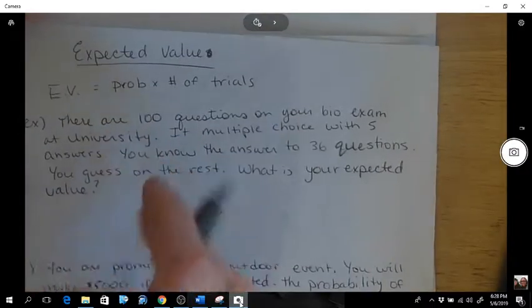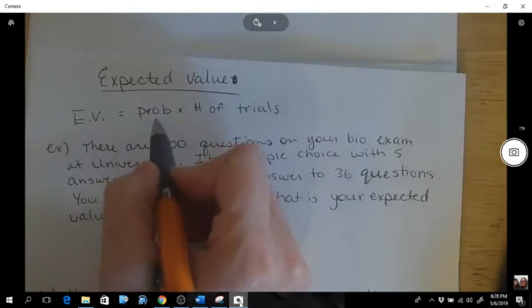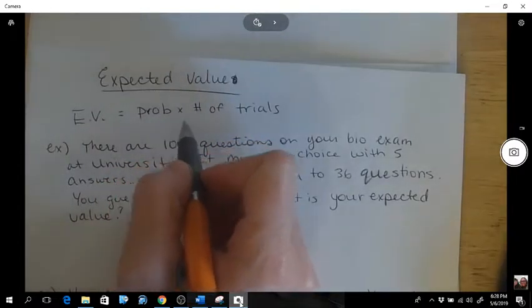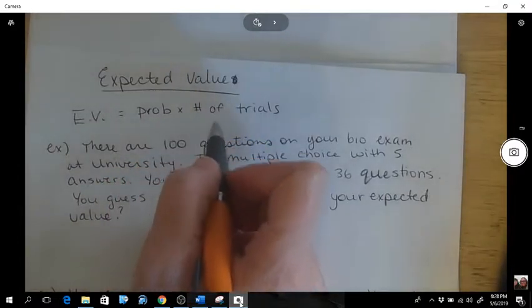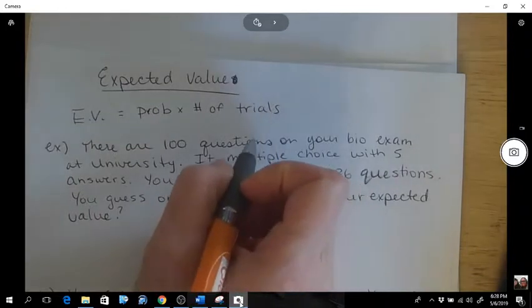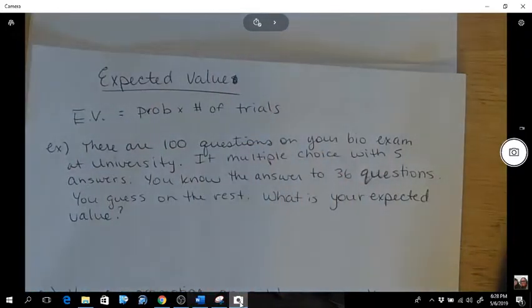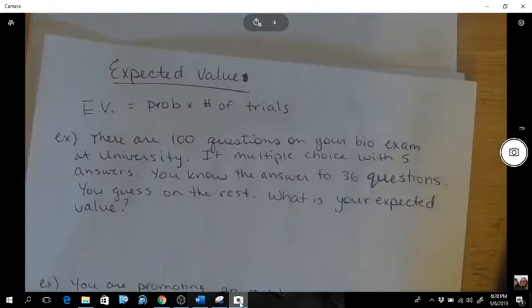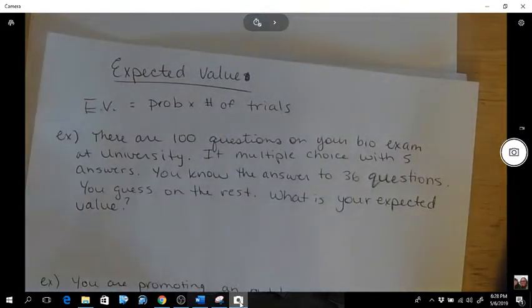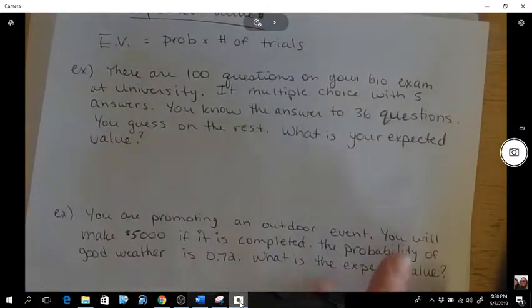Okay, expected value. The definition of it is the probability times the number of trials. So what you're expected to have as an outcome based on the probability. Here are 2 questions I'm going to go through.